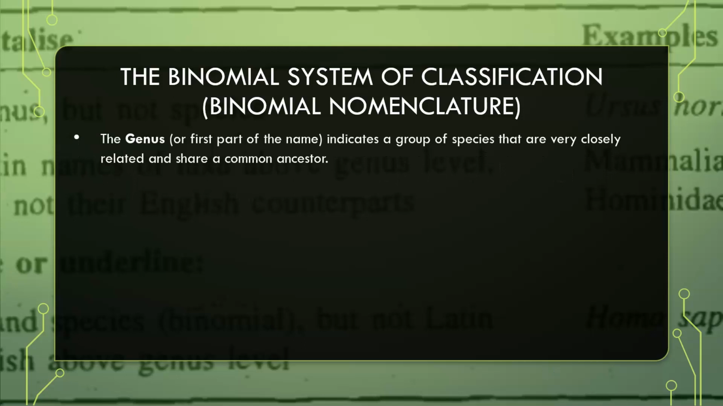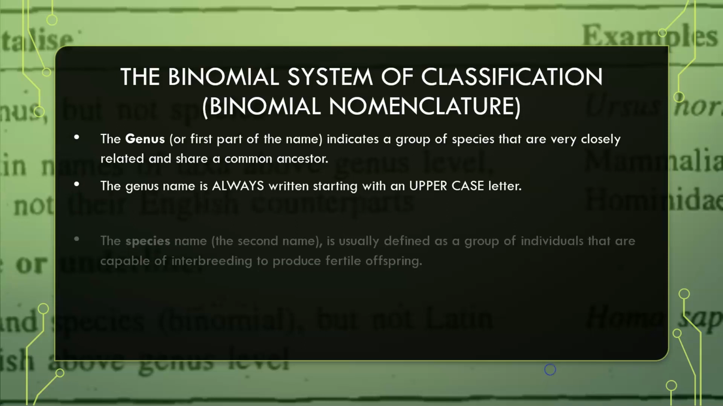When we're looking at this binomial system of classification, there are some terms that you need to know. You need to know the genus. This is the first part of the name. This indicates a group of species that are very closely related and share a common ancestor. The genus name is always written starting with an uppercase letter.